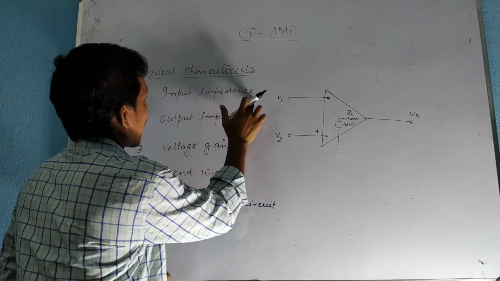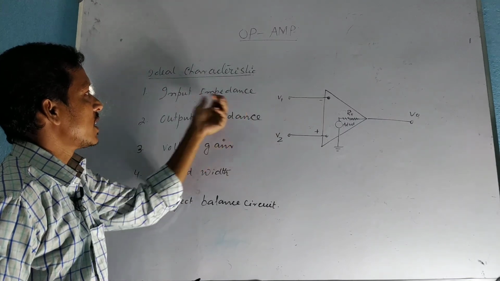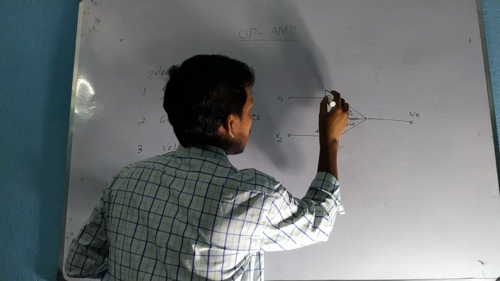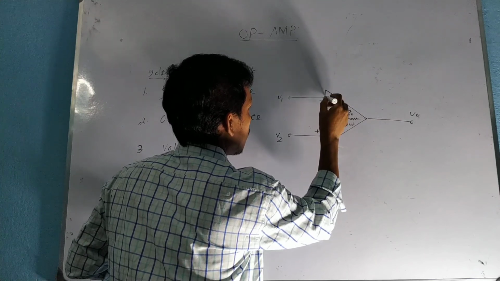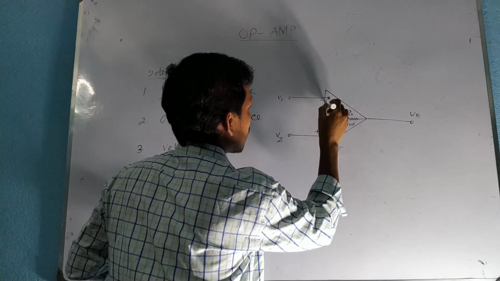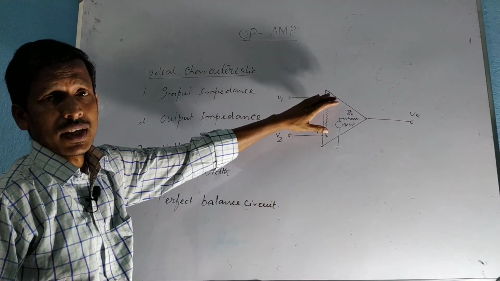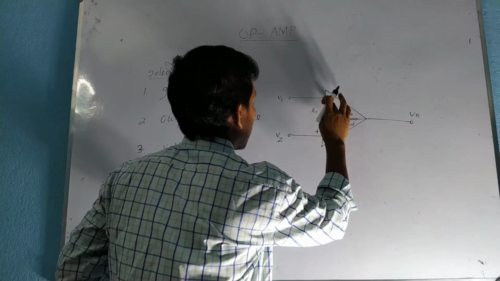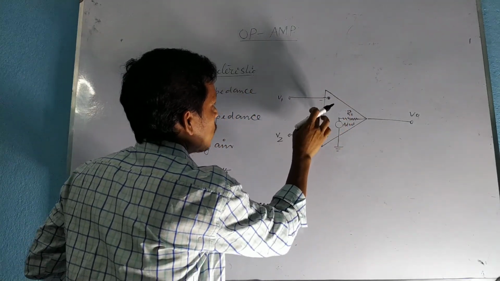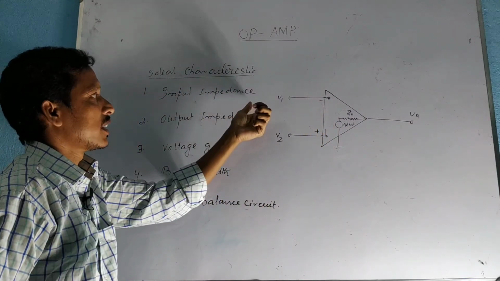The first characteristic of the operational amplifier is that input impedance is infinite in the ideal case. This is the input impedance, that means the resistance between the input terminals. This is the input resistance. Practically the resistance is very high, but in the ideal case it is open. No current flows through the input terminals. So the input impedance is infinite in the ideal case.